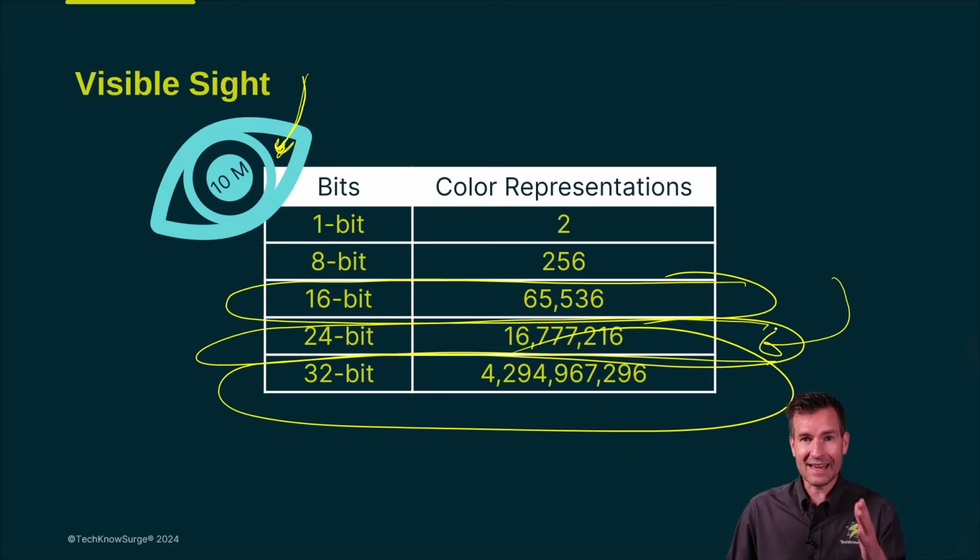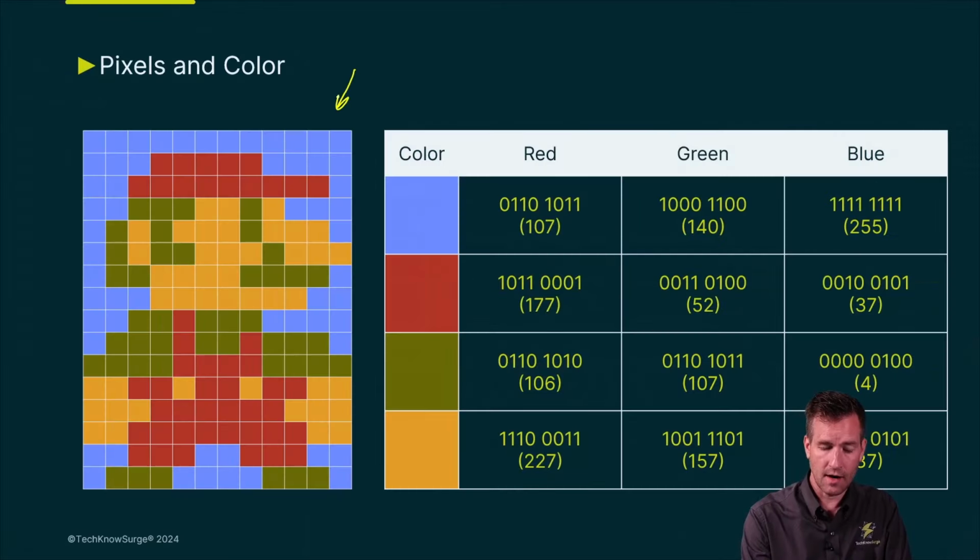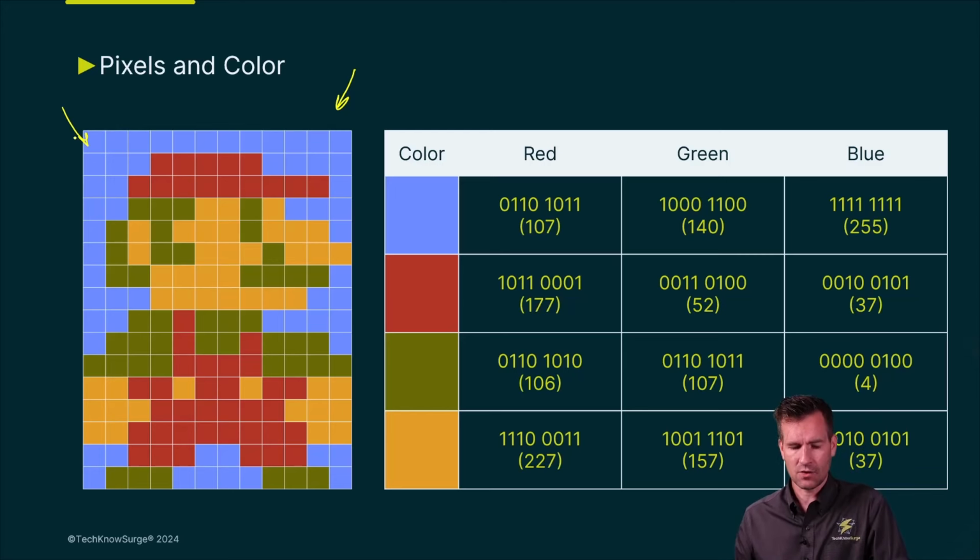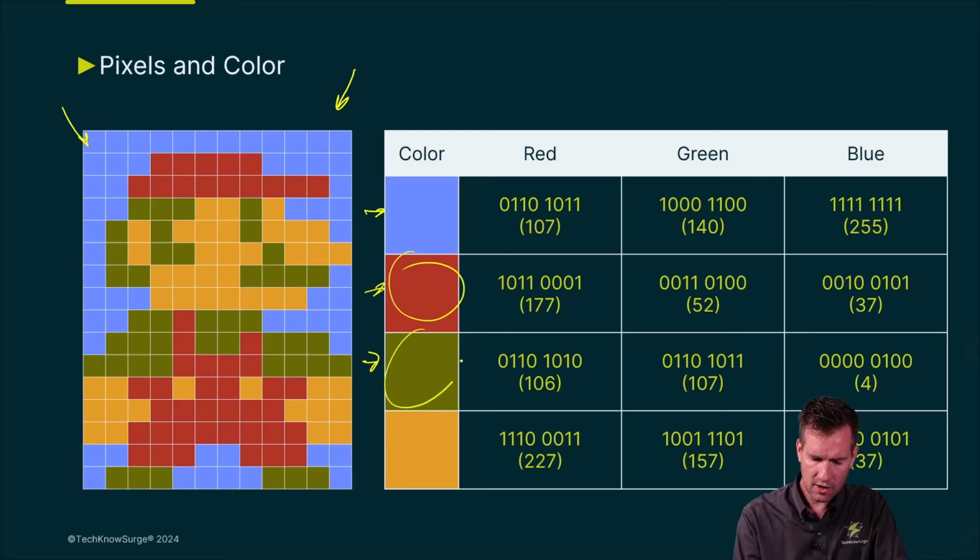And we could represent each color, how much red, how much green, and how much blue, with a byte of information, 8 bits of information. Here we have a picture of Mario, and it's made up of a lot of these pixels. And each of those pixels has a color assigned to it. And I've assigned 4 different colors. So we've got blue, and then this kind of brownish color, a greenish color, and a yellowish color here.